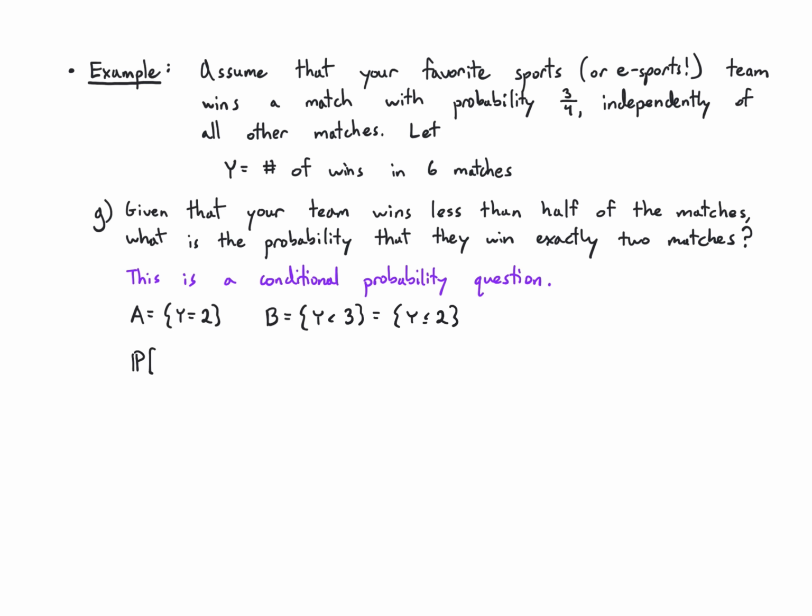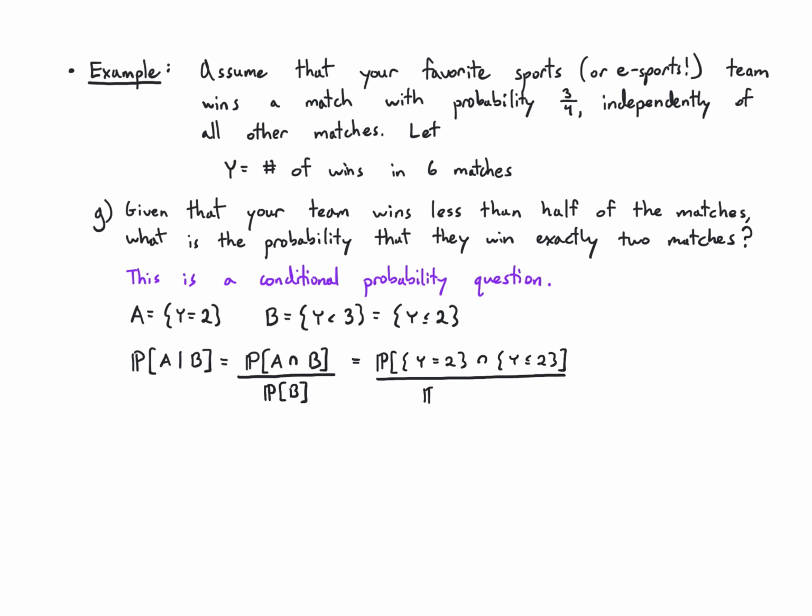The probability of A given B is the probability of A intersect B over the probability of B. That's the definition of conditional probability. So I'm going to plug in my event definitions. I have y equals 2 intersect y is less than or equal to 2, divided by the probability that y is less than or equal to 2. This works out to be the probability that y equals 2 over the probability that y is less than or equal to 2. On the top, the reason that happened is that the only thing in common between equals 2 and less than or equal to 2 is obviously equals 2. So on the top, I'm going to get the PMF value at 2.